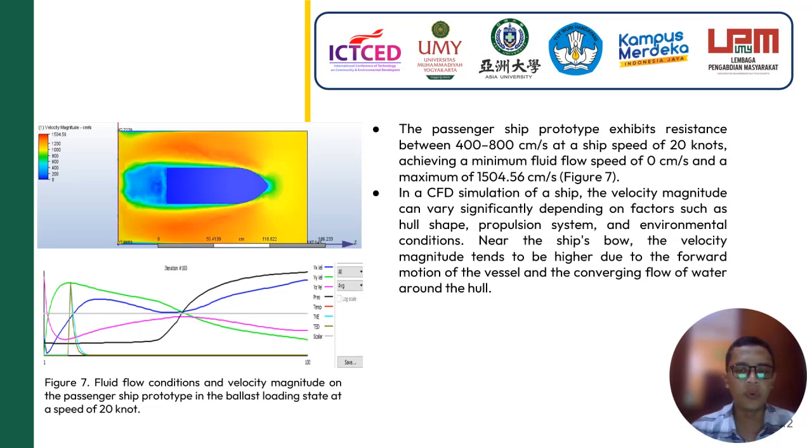Near the ship's bow, the velocity magnitude tends to be higher due to the forward motion of the vessel and the converging flow of water around the hull.